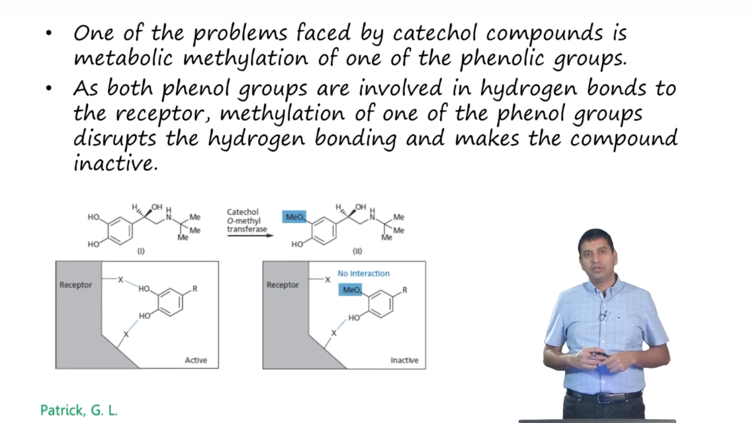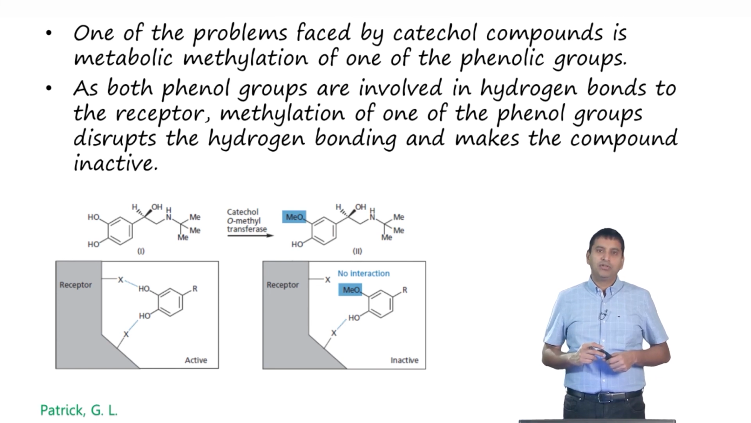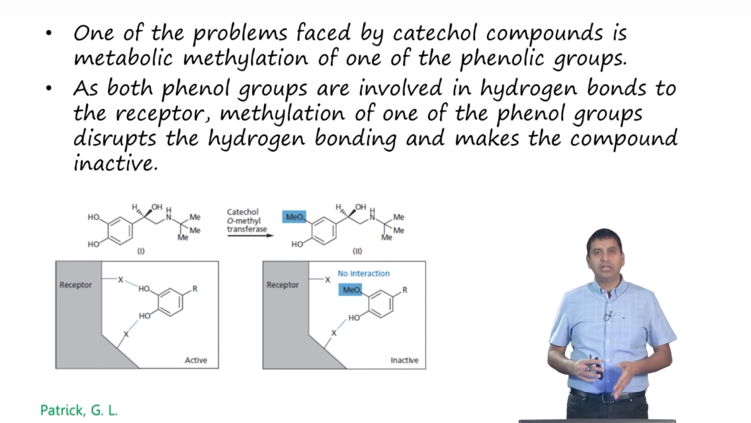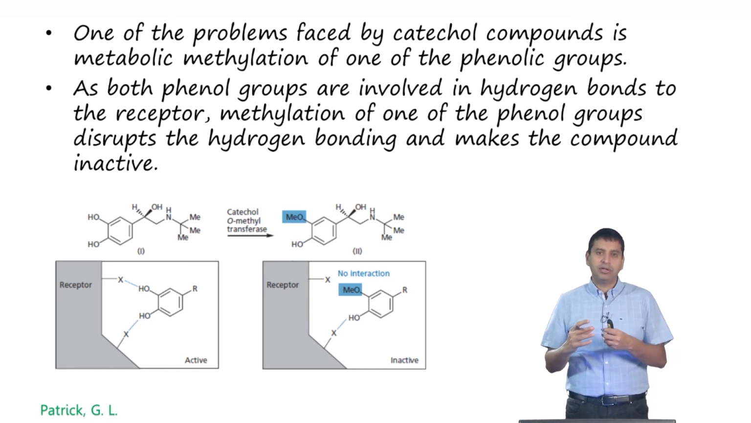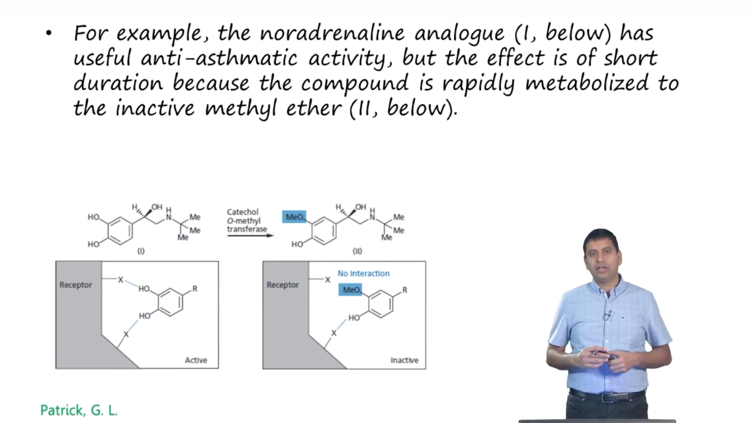One of the problems faced by the catechol compounds is the metabolic methylation of one of the phenolic groups. As both the phenol groups are involved in hydrogen bonding, the methylation of this group is going to be detrimental. It disrupts this hydrogen bond as shown here and makes the compound inactive. Because this interaction is very important, we need to keep the interaction but prevent the metabolism.